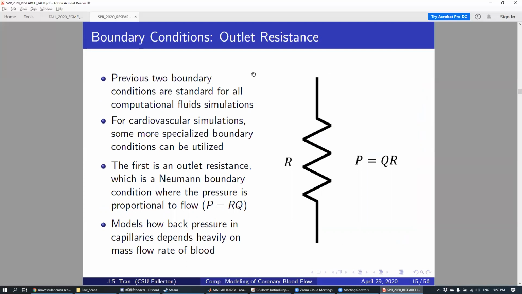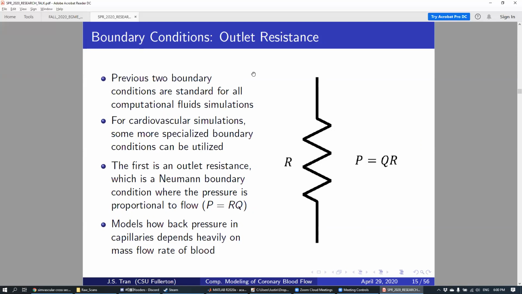If you're using ANSYS to run a fluid simulation, a flow boundary condition or a pressure boundary condition, those are going to be your most common. But we also have some specialized boundary conditions that we can use for cardiovascular simulations.